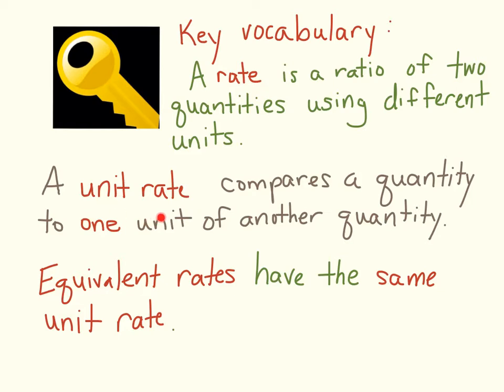And another one we'll talk about is a unit rate. And the important part about a unit rate is that it compares a quantity to one unit of another quantity. So unit rates always have a denominator of 1 or get down to 1 unit. And finally, equivalent rates, very much like equivalent ratios that we just finished up, have the same unit rate. So if you were to put things into a ratio table, they would all end up with the same unit of 1, and they'd be equal to each other. So we'll take a look at that as we're going through these examples.